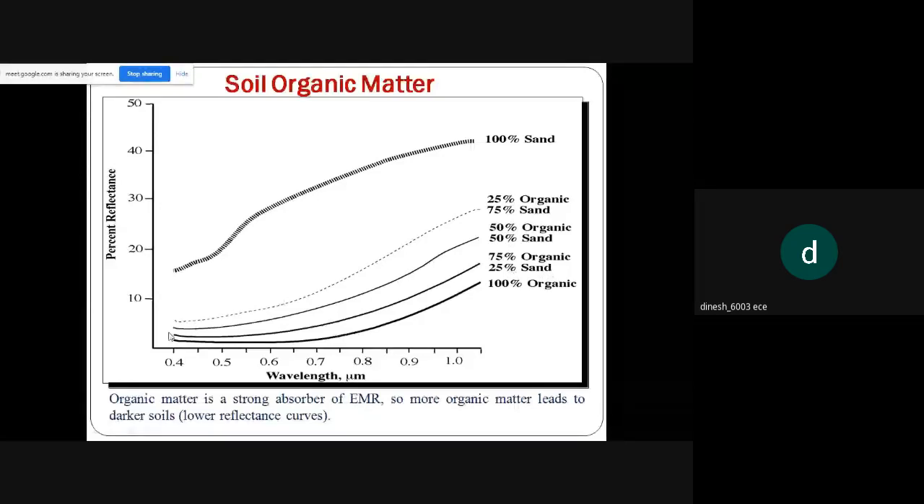And if it is around 5 at 0.7 micrometer wavelength, then it shows 50% organic, 50% sand is present. If it is above 5, in the sense 7 or 8, then this shows that 25% organic matter is present and 75% sand content is present. And if it is above 10%, we can say that 100% sand is present, which is 100% inorganic. Organic matter is a strong absorber of electromagnetic radiation. More organic matter leads to darker soils, which will have lower reflectance curves. So depending upon these reflectance percentages or curves, we can easily determine whether this soil is useful for vegetation or not.